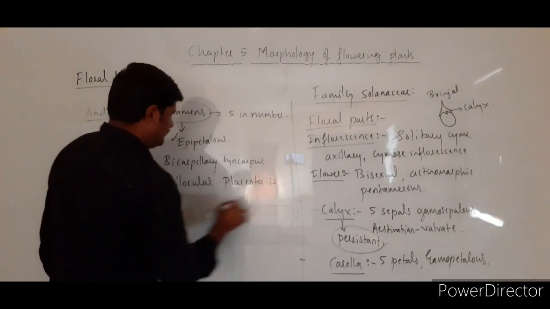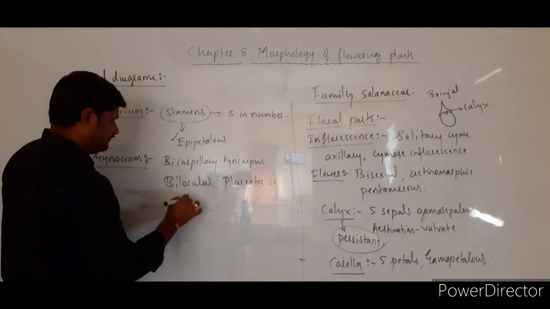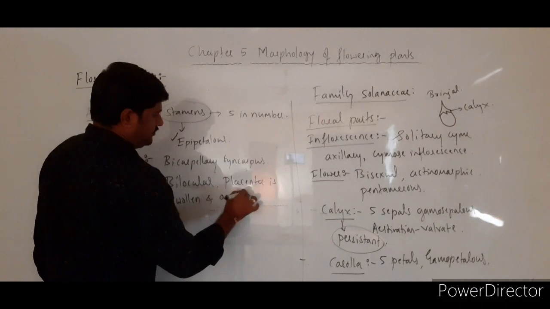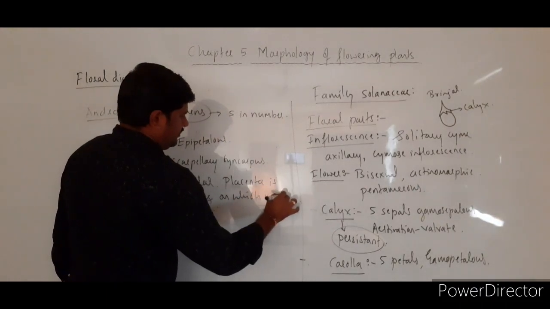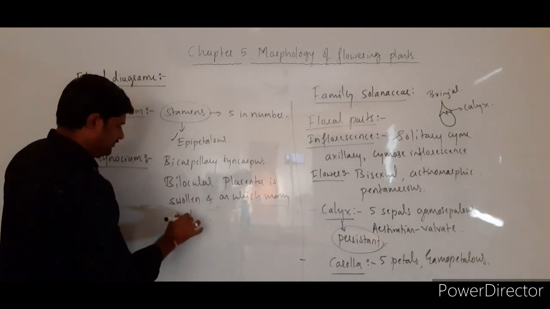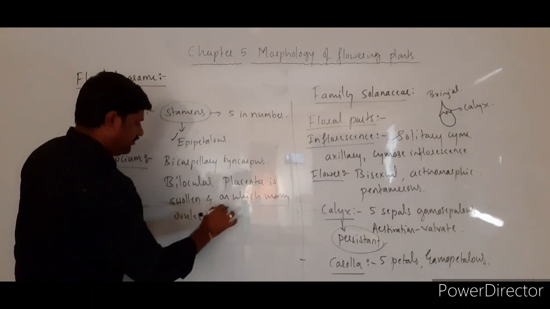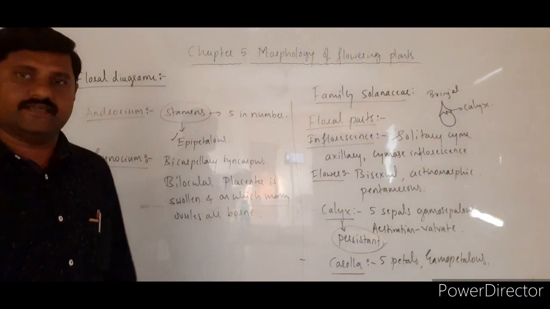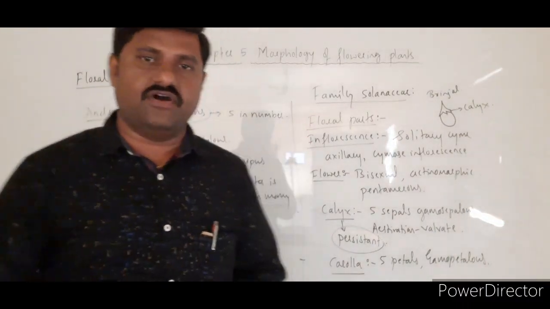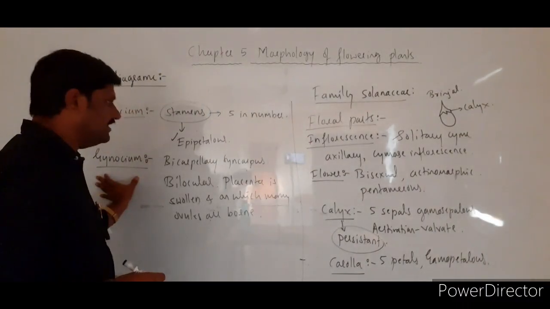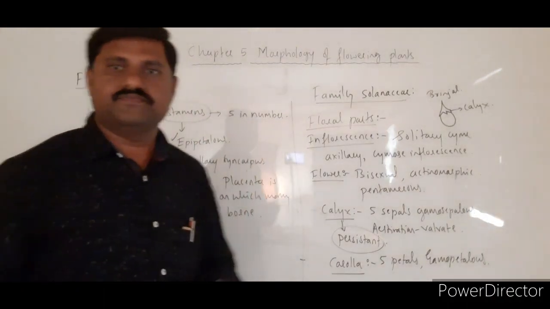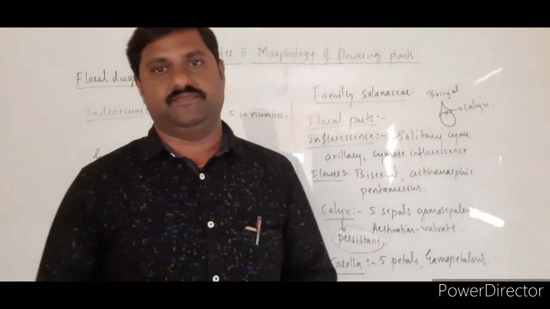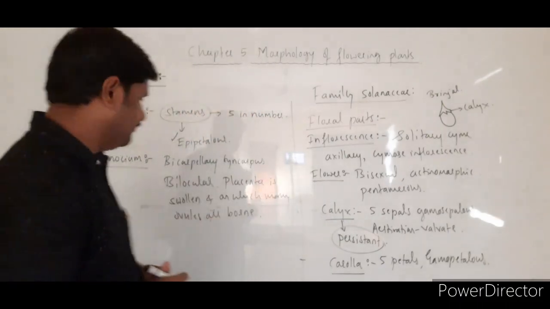Placenta is swollen, and on it many ovules are borne over here. So this is the condition of the gynoecium in the case of Solanum nigrum itself. So this is about the gynoecium. Next one is fruit.